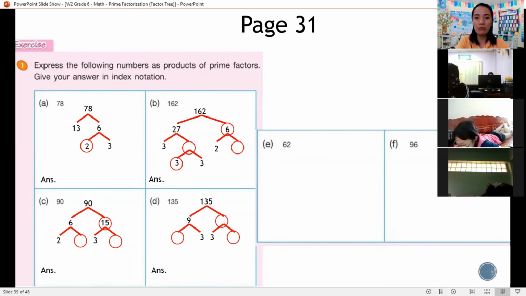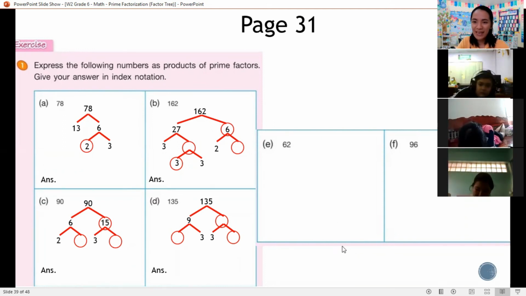Next, for letter B, we have 162. So I started a factor tree diagram. I want you to complete it and then afterwards, write your final answer. Take note again, you can use index notation because we have a repeated number in there. Next, for letter C, the given number is 90. And we have an incomplete factor tree diagram. Write the missing numbers and write your final answer, as well as letter D, okay?